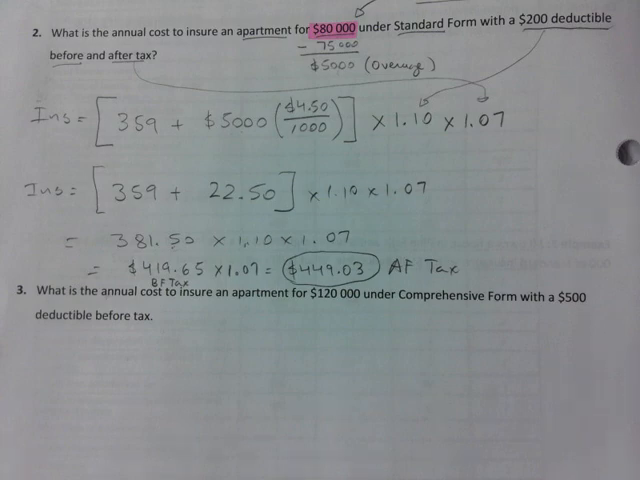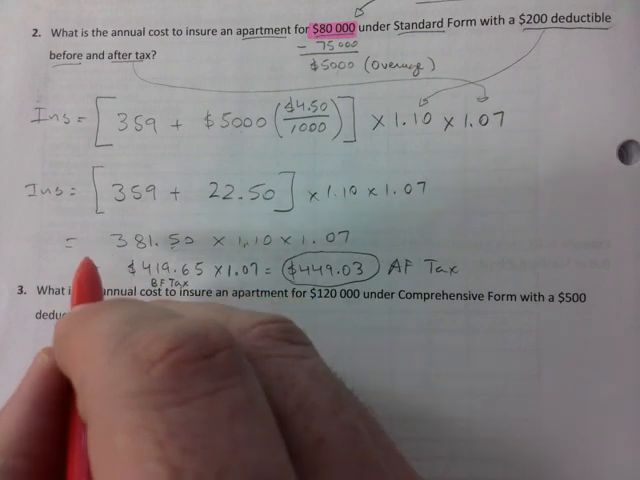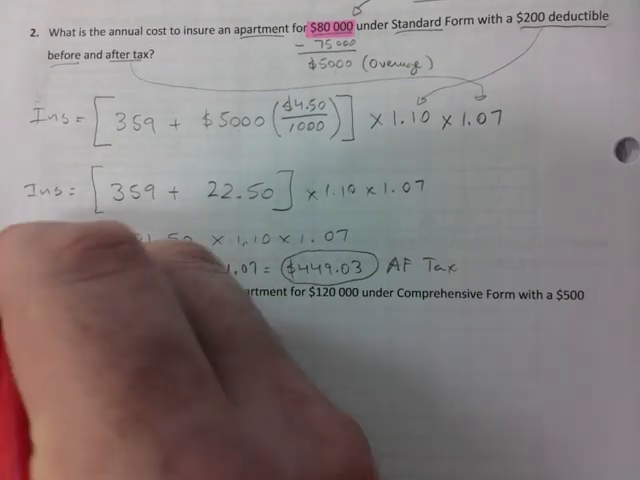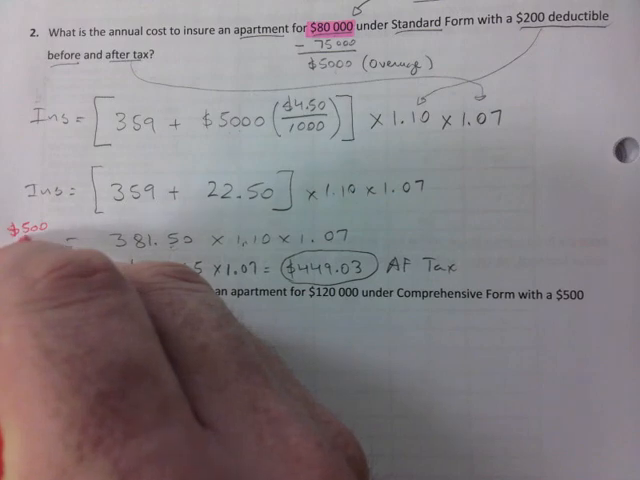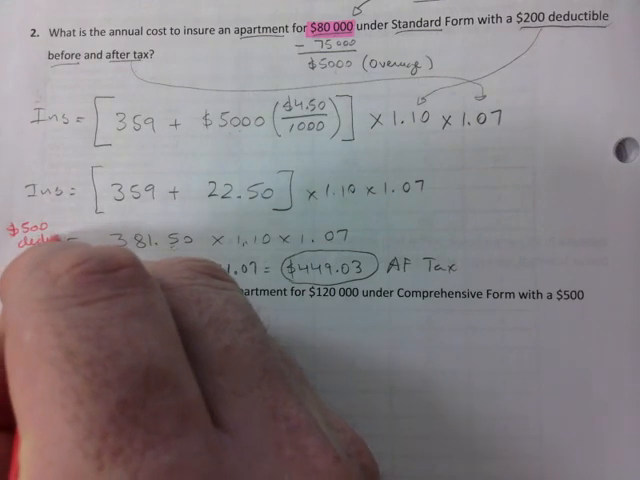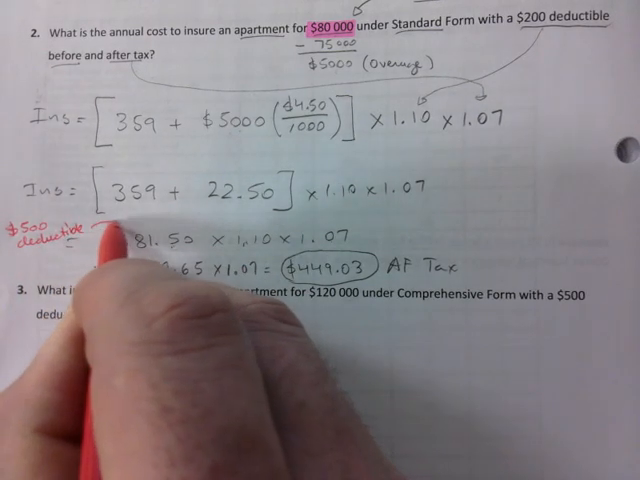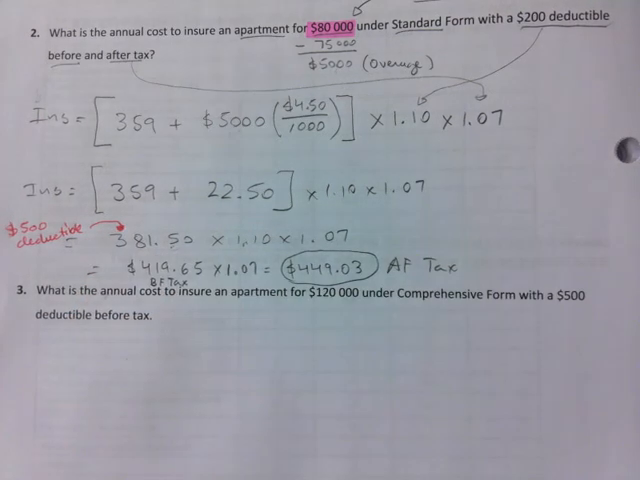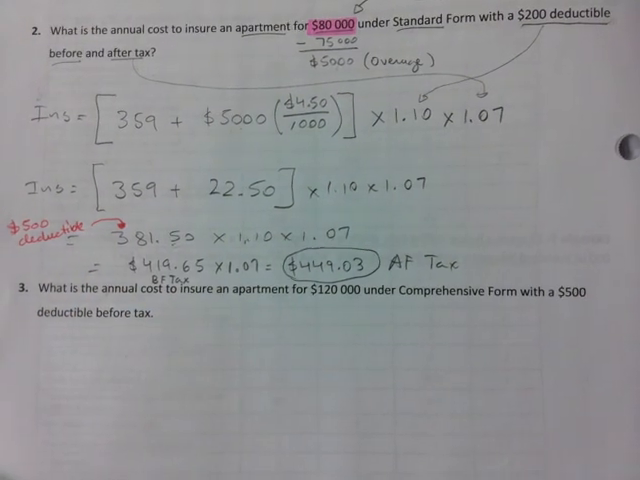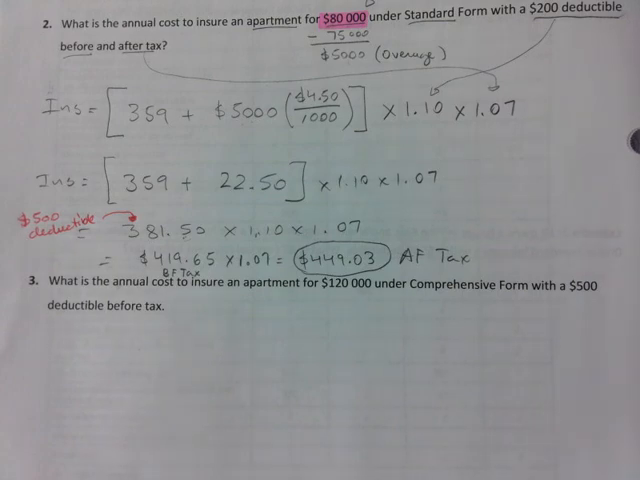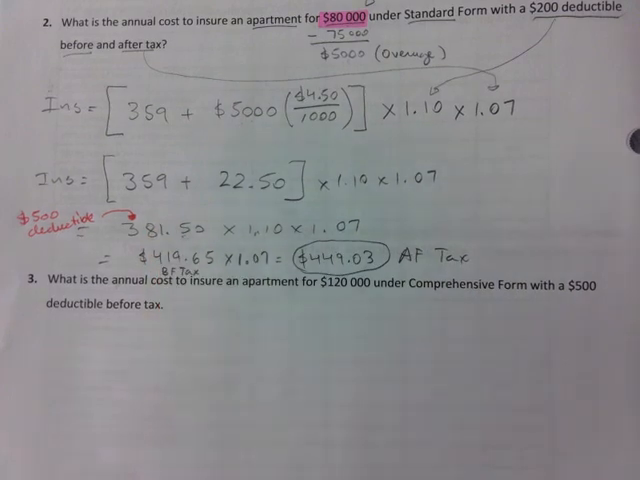If you don't understand what's happening along the way, I'm going to use a red pen, and I'm just going to go right here. I'm going to say that this is a $500 deductible. This one right here. That number would be your $500 deductible policy. If you want a $200, you pay more.